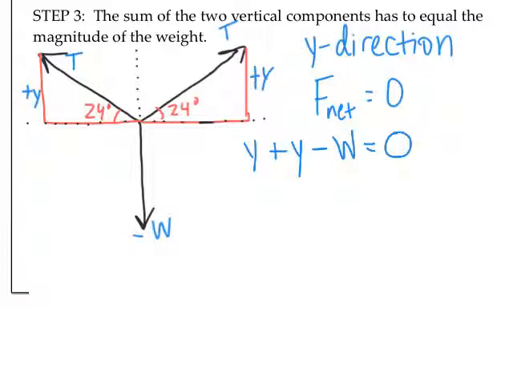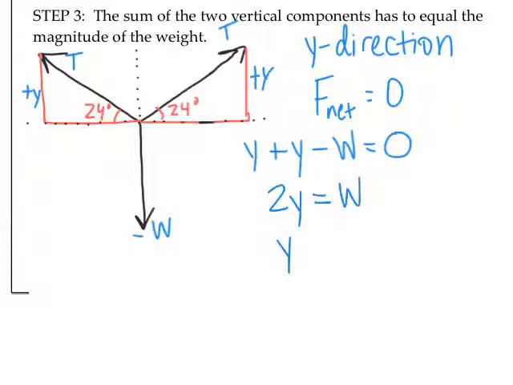So what I want to do to calculate how much tension is in each of these chains, if I can figure out how much one vertical component is, and I know the angle, I can use the sine to figure out what my hypotenuse is for one of those tensions. So let's go ahead and solve. I'm going to add the two y's together, and then I'm going to add the w and take it to the other side. So I end up with 2y equals w.